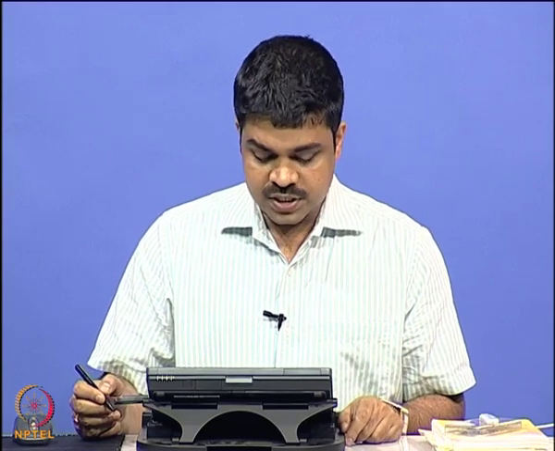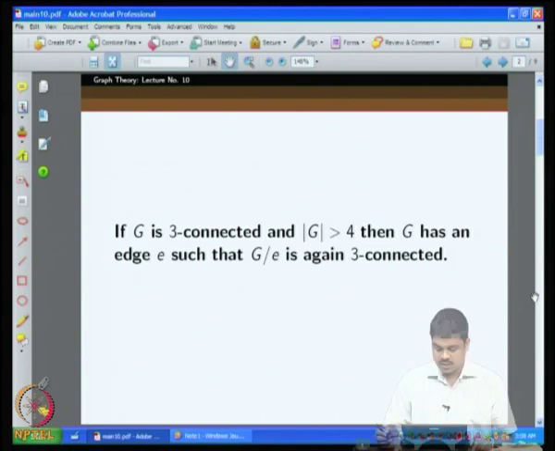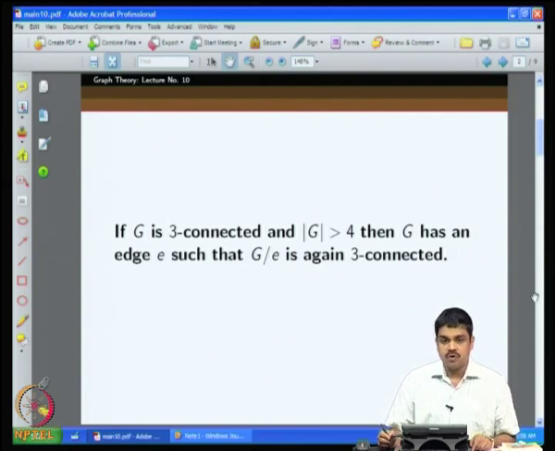This was the theorem we were considering. If G is a 3 connected graph with greater than 4 vertices, then G has an edge e such that if you contract that edge, the remaining graph is again 3 connected. Such an edge you can always find in a 3 connected graph with number of vertices greater than 4.